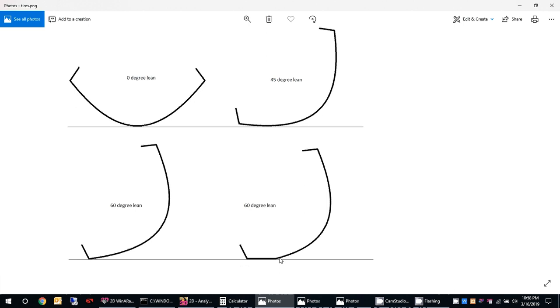Your tire is just going to keep flattening out more and more right at the edge, creating a nice flat contact patch that is more than adequate. So we don't hang off the bike because we're going to run out of tire. That is not why we hang off the bike.